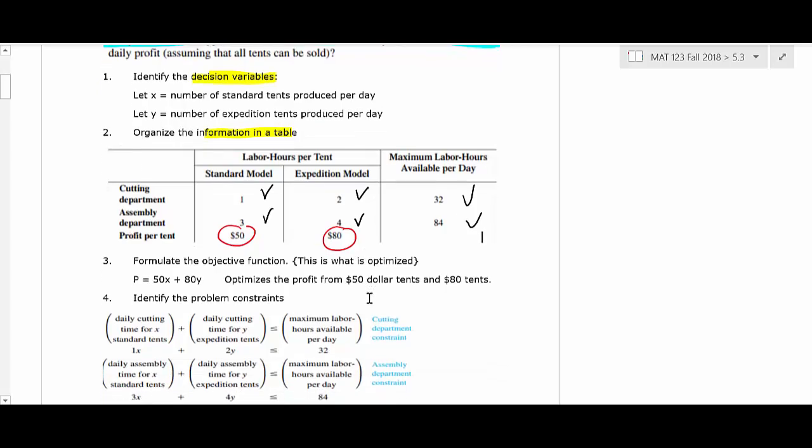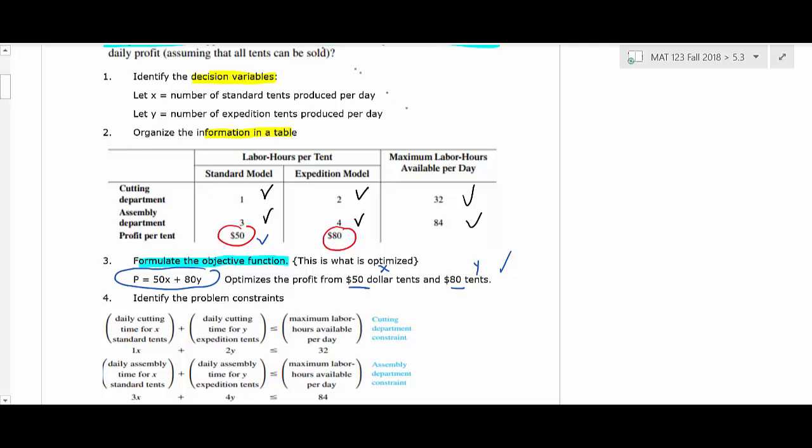So what's different is you get what's called an objective function. The objective function is what you're going to plug corner points into, and the objective function is profit. The profit said you're going to make $50 for a standard tent and $80 for an expedition tent. So you would just say 50x plus 80y is your profit, because again, x is the first type of tent, and y is the second type of tent. So your profit is 50x plus 80y. The problems we did previously had nothing to do with that.